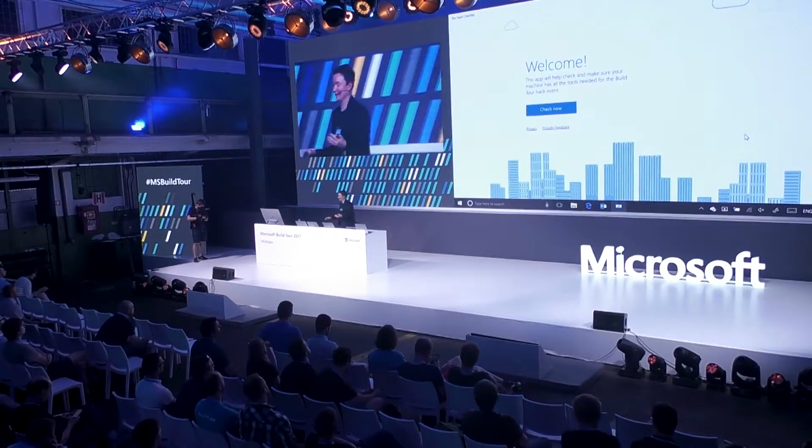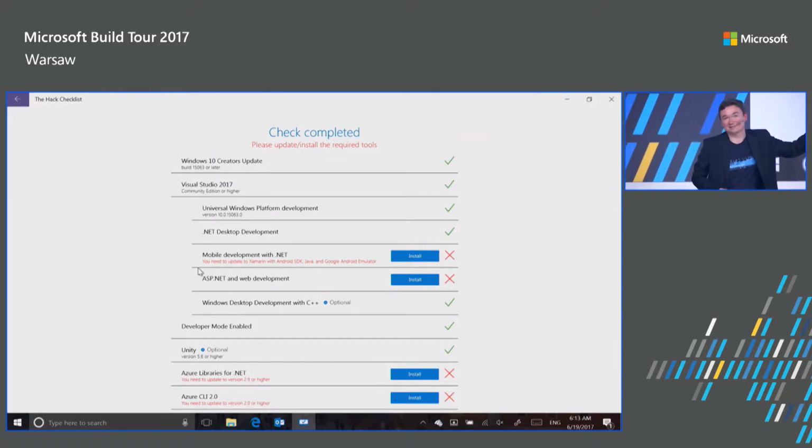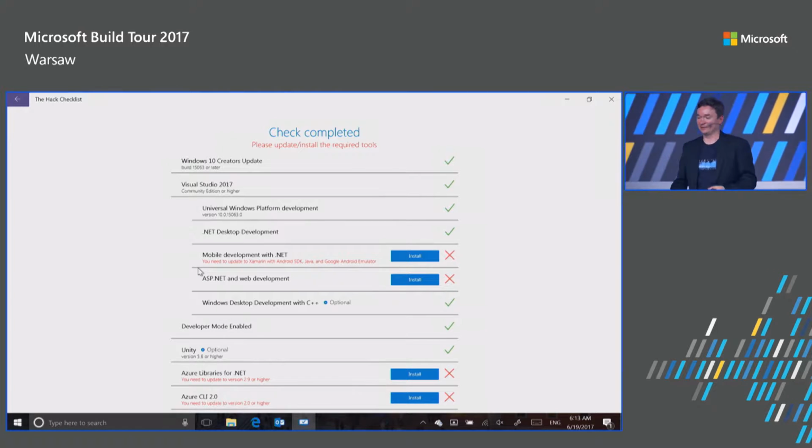So as you see, it's a UWP app. I click Check Now, and it goes through the registry and the file system and checks all the components I have installed. This is not what a classic UWP app can do today. It requires Win32.